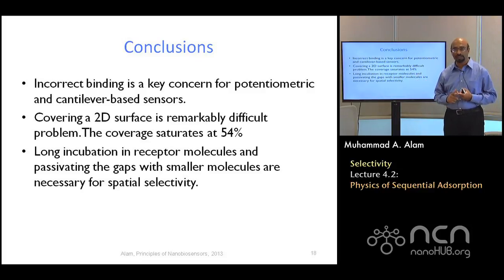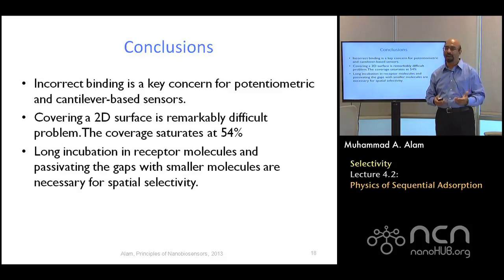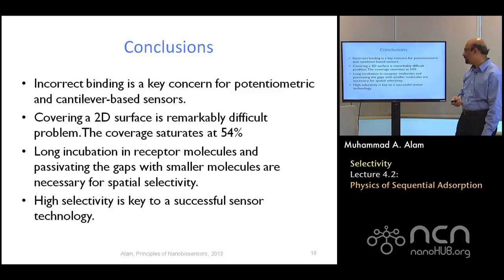Whether you do a nanosensor, nanobiosensors, or some other sensor structure, it's very important that you incubate the surface. Otherwise, if it doesn't have enough receptor molecules, then parasitic molecules will bind and you will say that you have detected a signal. Actually, it's a false positive and it should not be counted as a proper nanobiosensor technology.